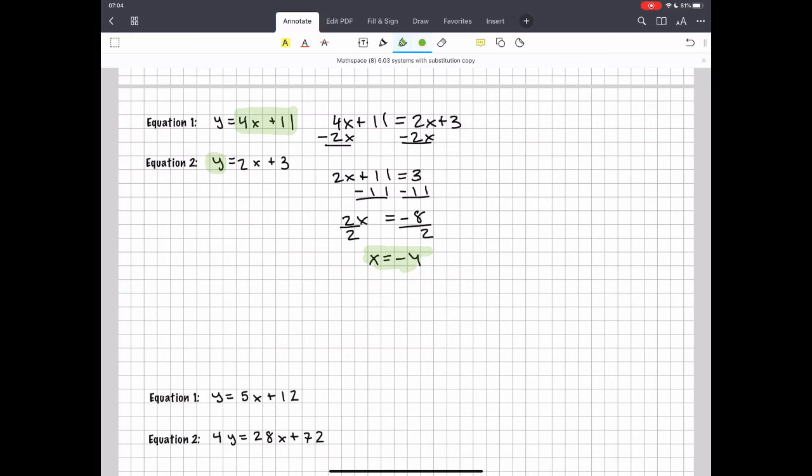So I can choose either equation 1 or equation 2. Personally, again, I like the look of equation 2, so I'm going to replace this x with -4. So y equals 2 times -4 plus 3. And now we'll simplify this to determine what y equals. So y equals -8 plus 3. y equals -5, and we're done. My answer is -4, comma -5.